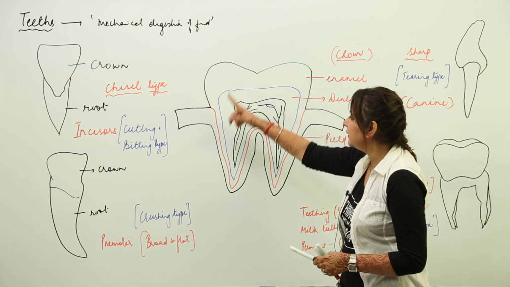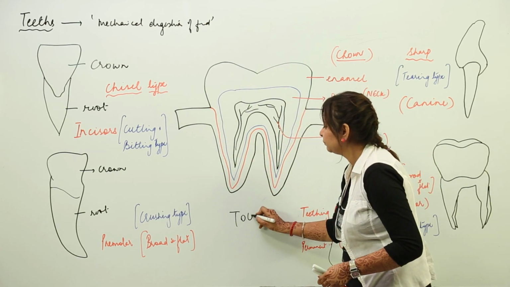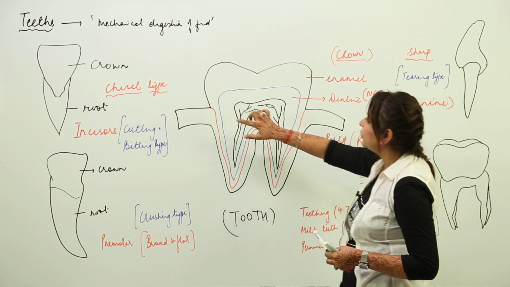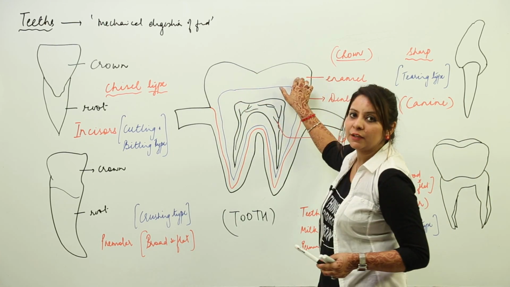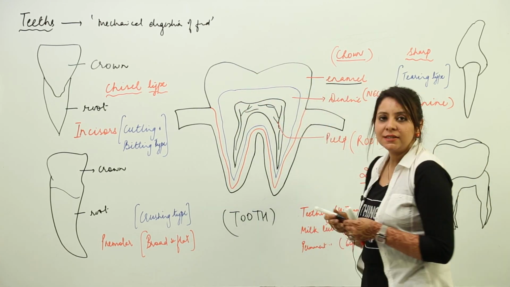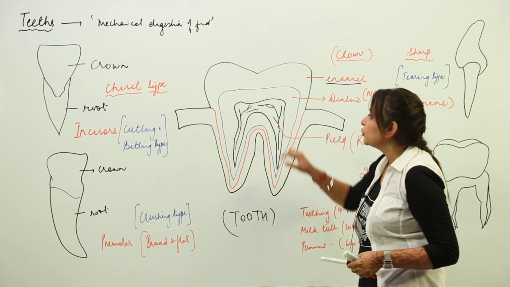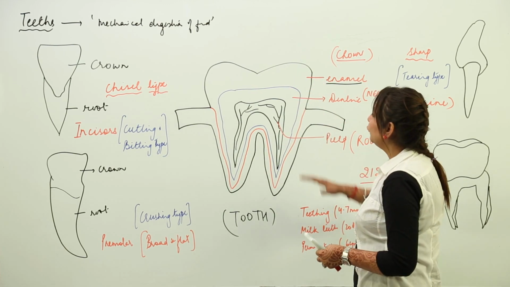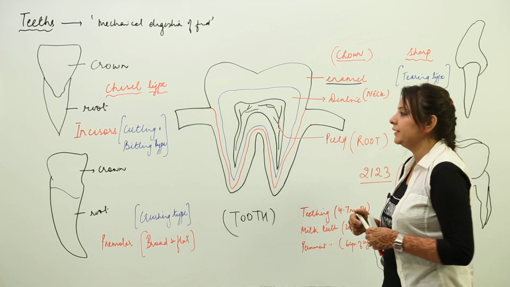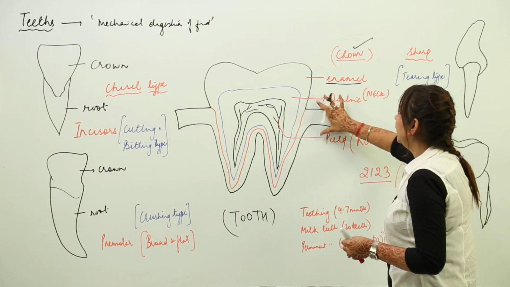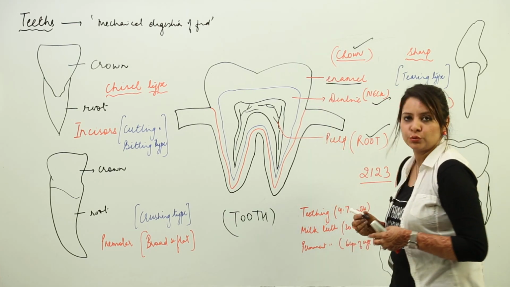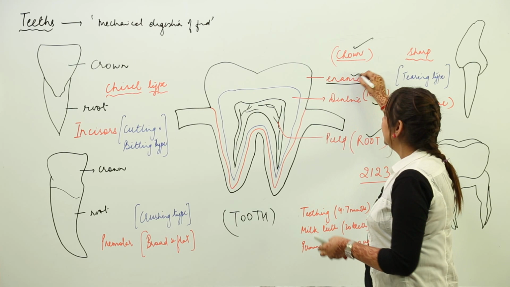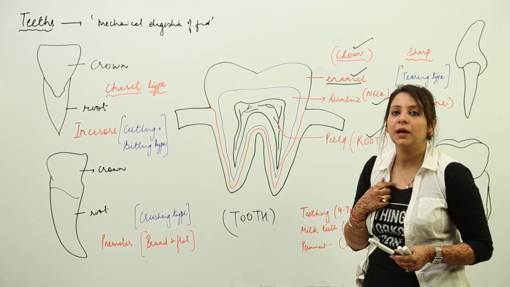So this is the complete structure of the tooth. You can see that this outer covering, which is called enamel, is white in color. It is the hardest part of the body. So the outer covering is formed by the enamel. Moreover, this tooth is comprised of three regions. The upper one is the crown, the middle one is the neck, and the lower one is the root. The outer portion, which is very hard and appears white, is called enamel. Enamel is the hardest substance present in our body.